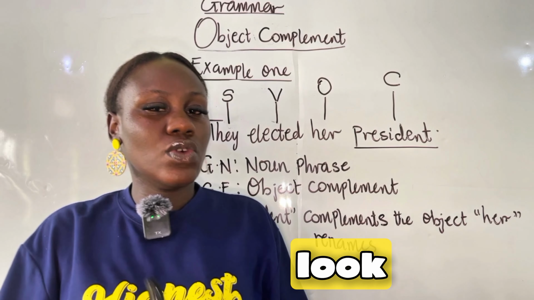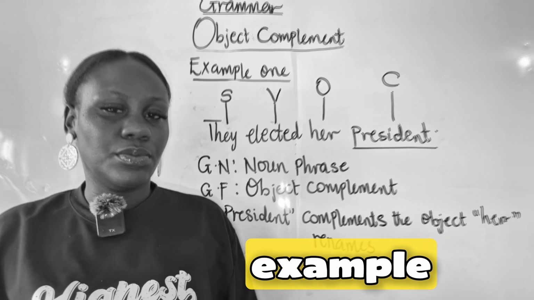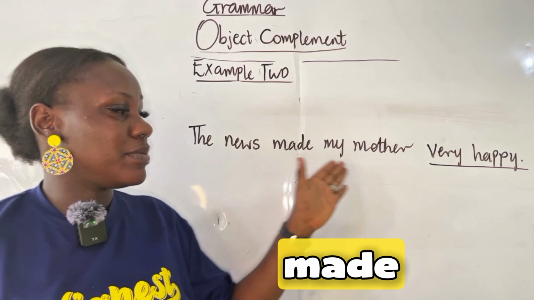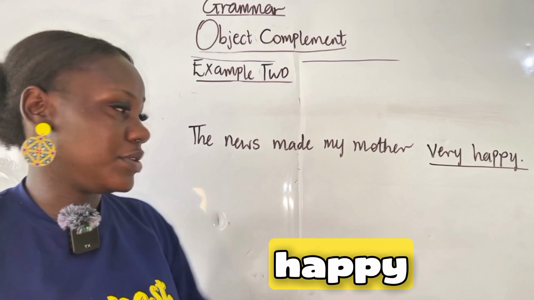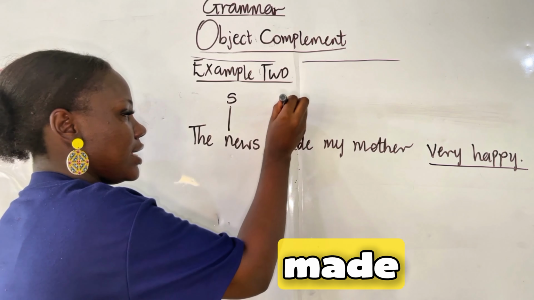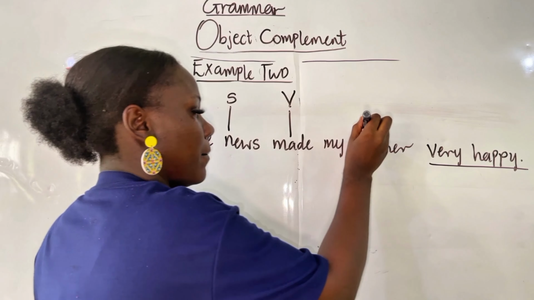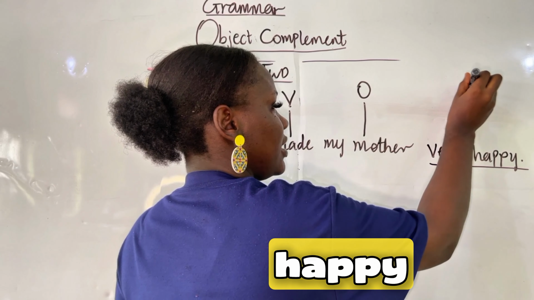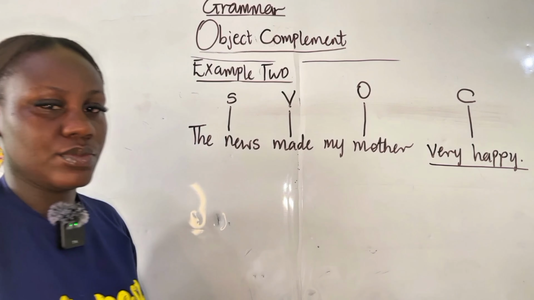So let us look at another example. Let's consider the second example. The news made my mother very happy. The news is the subject, made is the verb, my mother is the object, very happy is the complement.